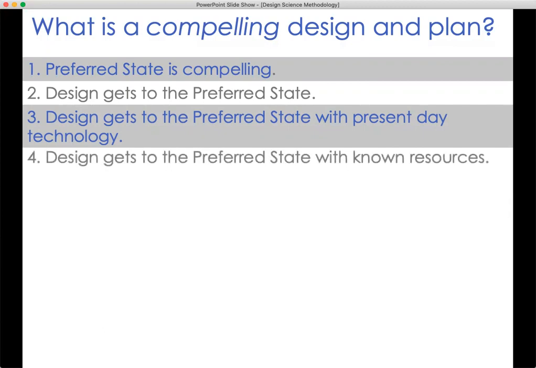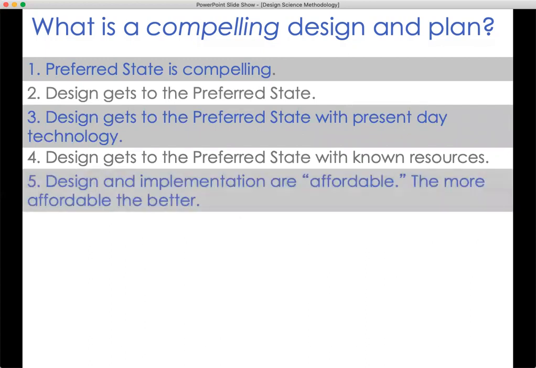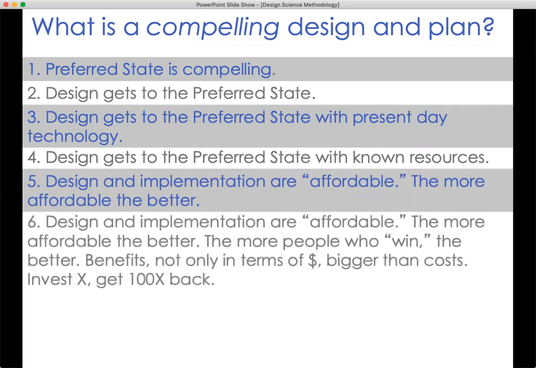The design gets to the preferred state with known resources. You don't have to discover another giant reserve of lithium under whatever, New York City or London. It's known resources right now, and the design and implementation are, quote, affordable. I'll say more about affordable soon, but the more affordable, the better. The more people who win, the better. The benefits, not only in terms of dollars, are bigger than costs. You invest X, get 100 times that back.